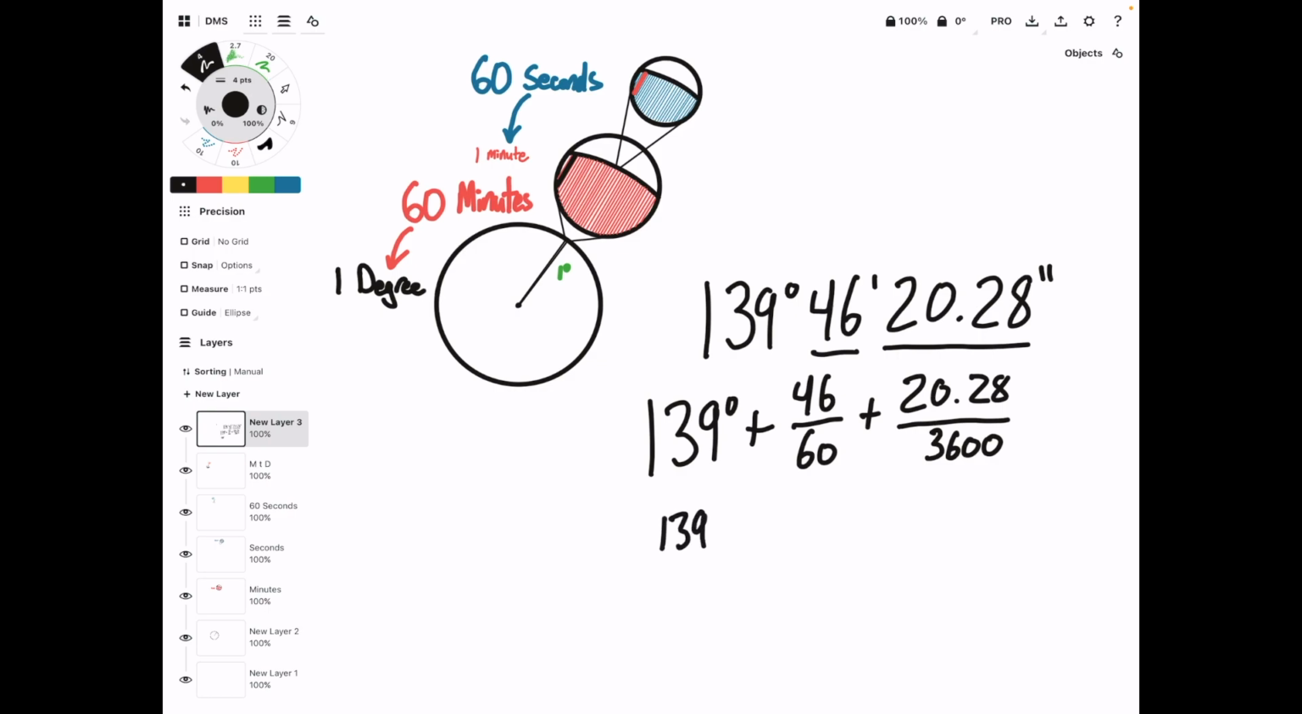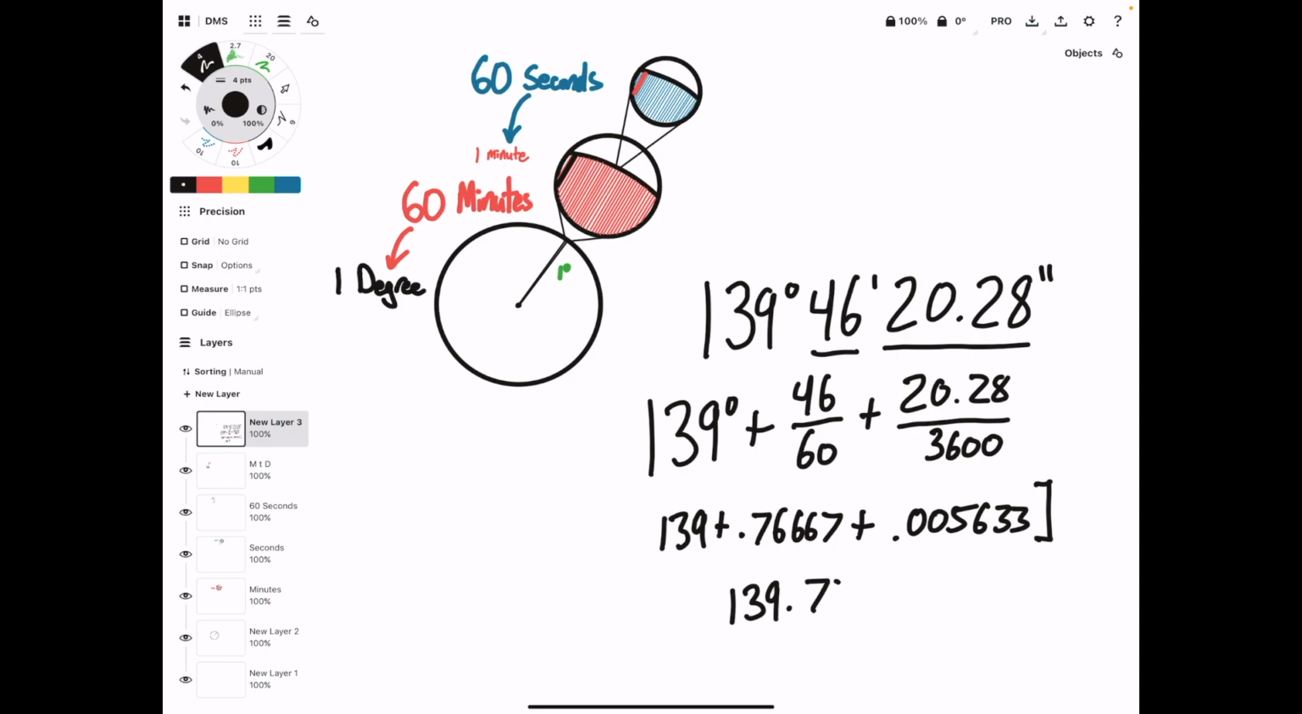Plug this into our calculator and we get 0.76667 plus 0.005633. I would recommend that if you do get like repeating numbers, just to leave them in your calculator and then round at the very end. Don't prematurely round, because then you might be off a little bit. But then when we add everything up, what we get is 139.7723 degrees.